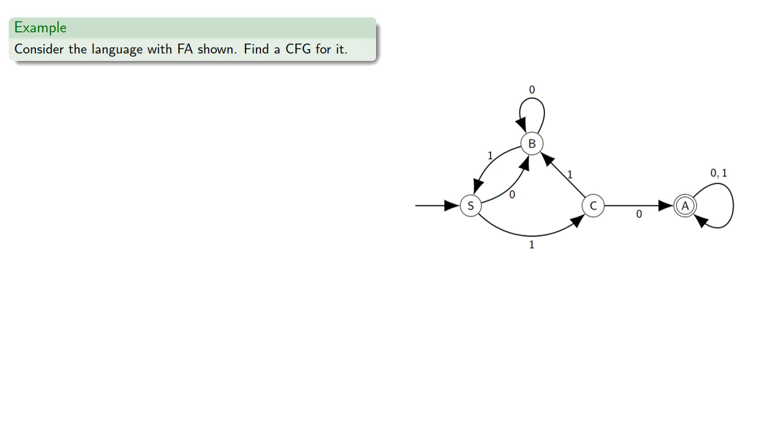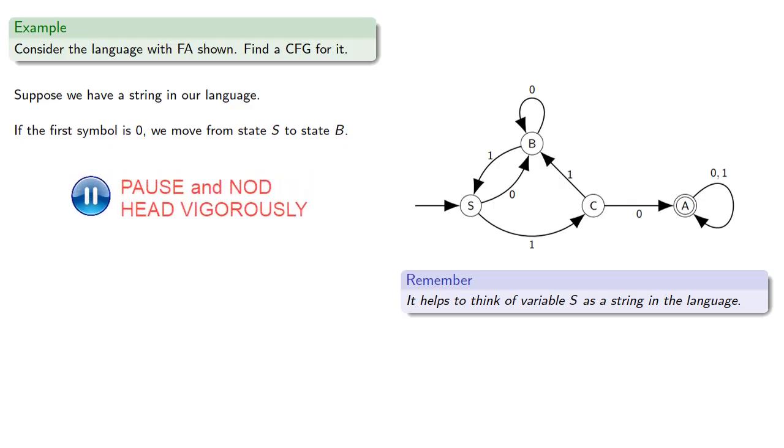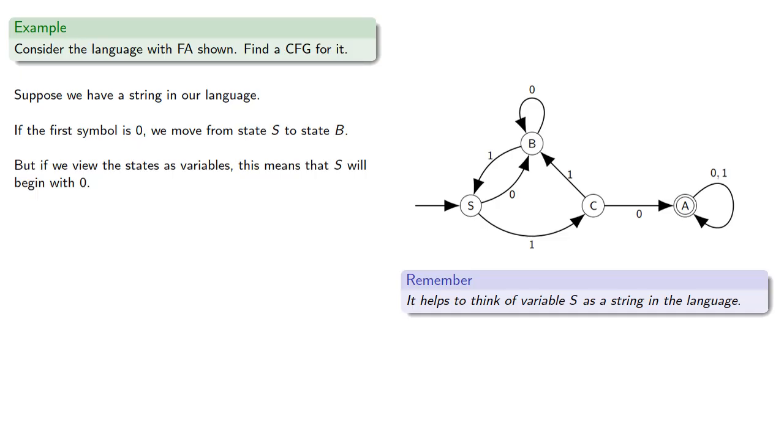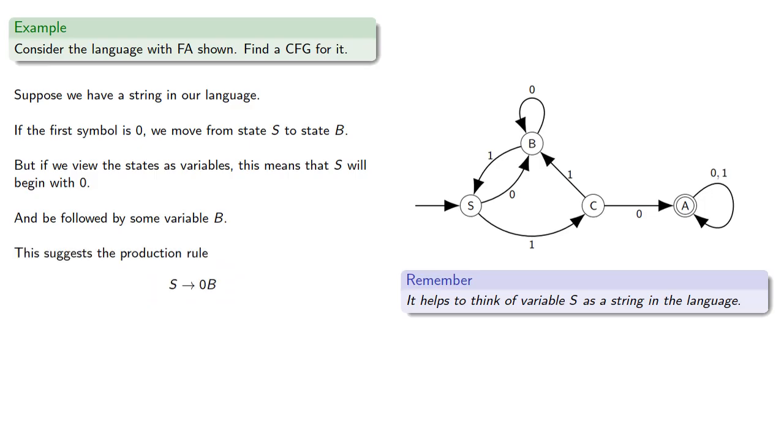So consider the language with a given finite automaton. Let's see if we can construct a context-free grammar. Remember, it helps to think of variable S as a string in the language. Suppose we have a string in our language. If the first symbol is 0, we'll move from state S to state B. But if we view the states as variables, this means that S itself will begin with a 0 and be followed by some string variable B. And this suggests the production rule, S produces 0B.